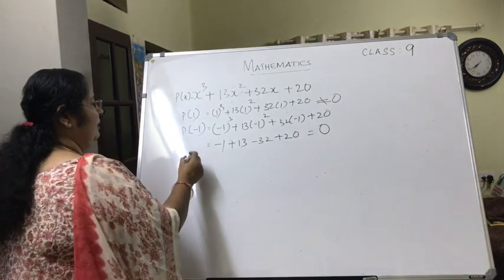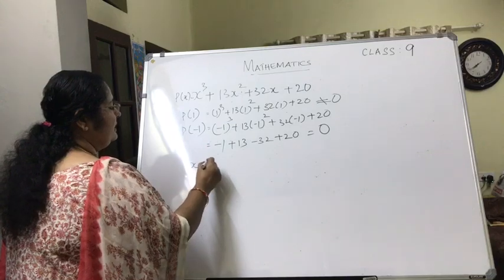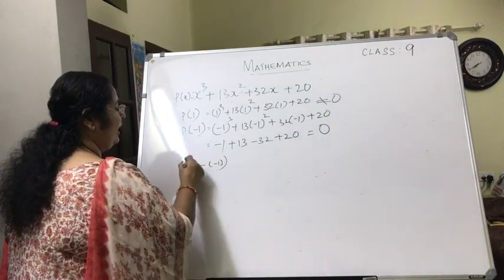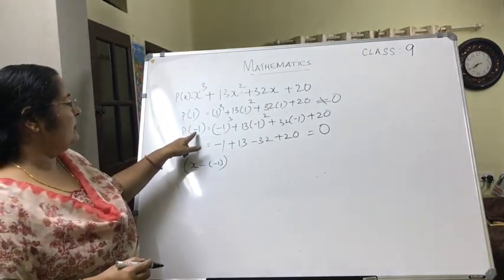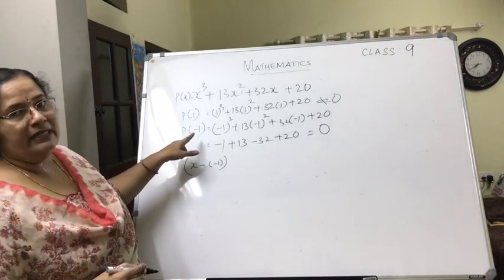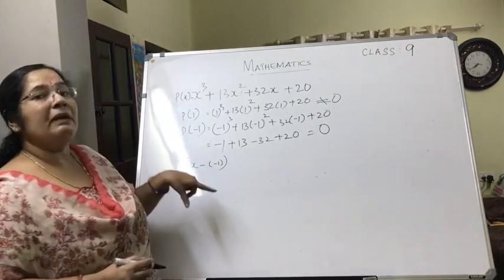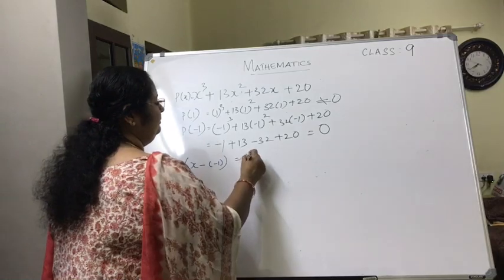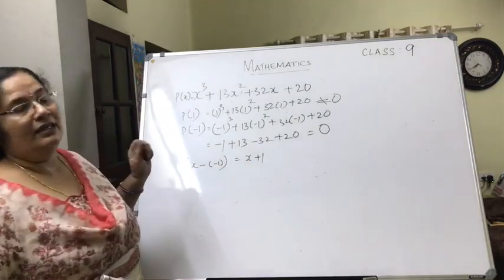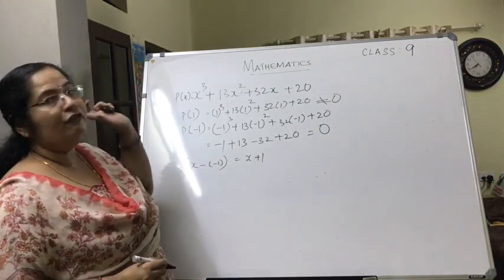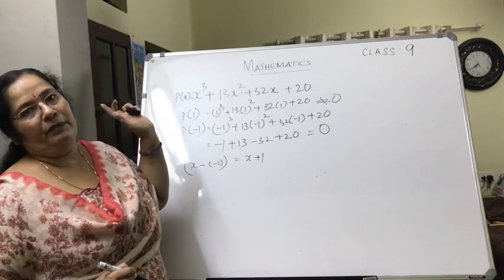So what is a factor? X minus minus 1. Why x minus minus 1? Because our A here is minus 1. So x minus minus 1, what is it? X plus 1. So x plus 1 is one of the factors of this polynomial.